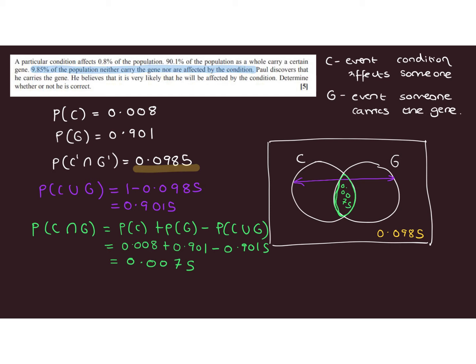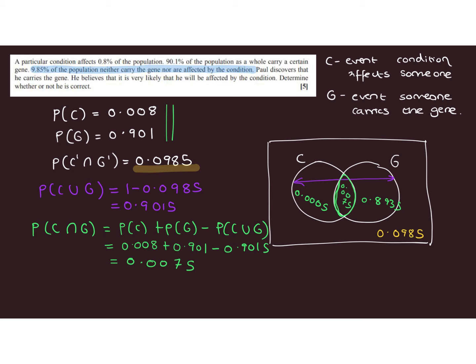And we can then fill in the other portions of the Venn diagram as well if we wish. So this portion must be 0.0005 and the other portion must be 0.8935. So we've subtracted the 0.0075 from these two values here.